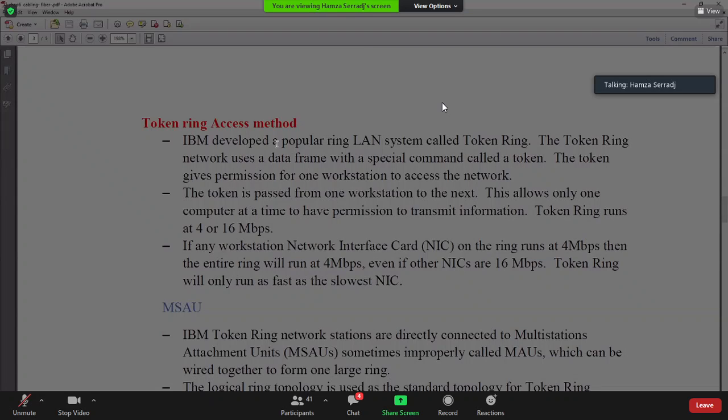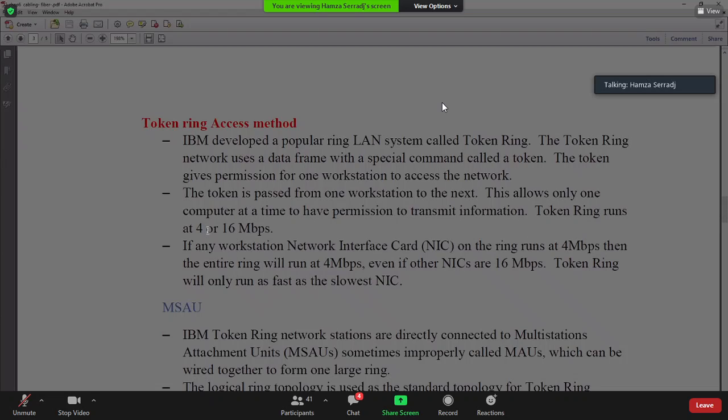By the way, in the token ring, we don't have this concept of MAC addresses. We can duplicate MAC addresses. This is another advantage that I didn't talk about before. In a token ring, we can put the same MAC addresses in the machines and it still works, because each machine communicates with the other one based on a specific ID. The token gives permission for one workstation to access the network, to build that frame. The token is passed from one workstation to the next. This allows only one computer at a time to have permission to transmit information.